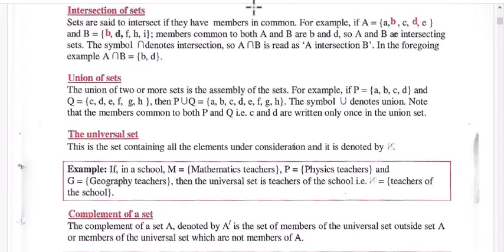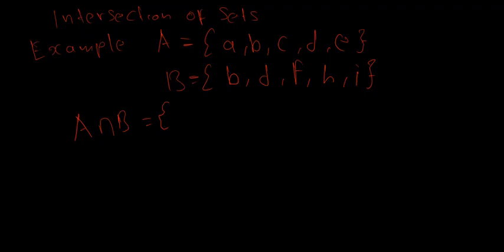Now we look at the intersection of a set. Sets are said to intersect if they have members in common. For example, if A is equal to A, B, C, D and E, and B is equal to A, B, C, F, H and I. I'll quickly write that. For the intersection, the elements have to be common in both sets.